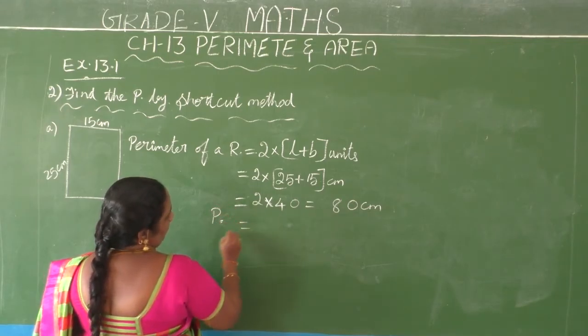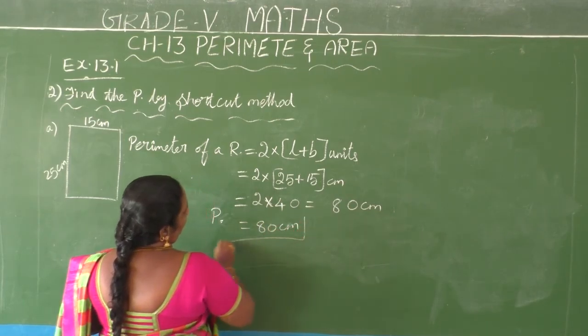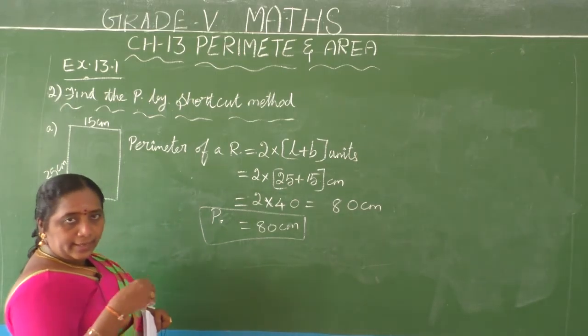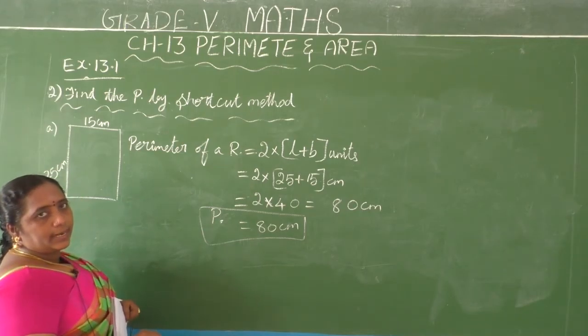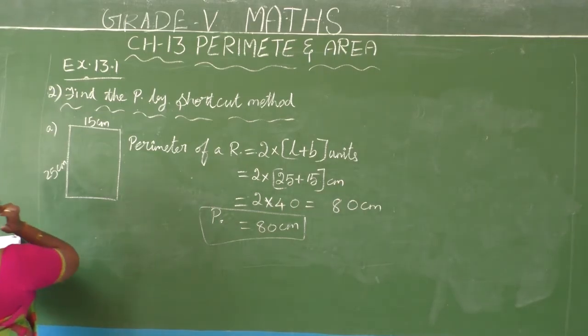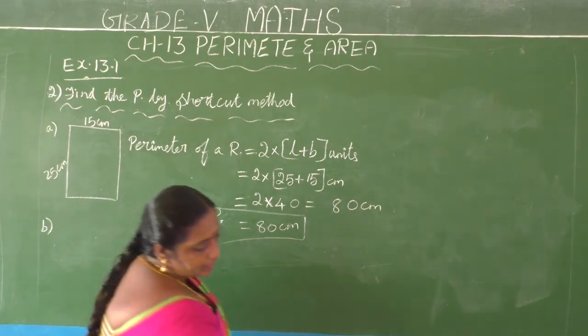So the perimeter of a rectangle is 80 centimeter. You have to write in full form, ma. I am writing just P, but you have to write in full form. Perimeter of a rectangle equal to 80 centimeter. Like that you have to write. Okay. Then in the same Roman, B sum, B1. What figure did they give in B1? Square.